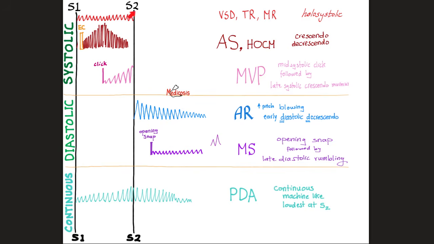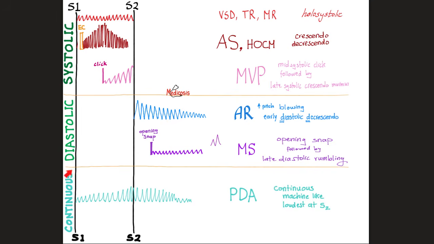Here is S1, here is S2. Between S1 and S2, there is systole. Between S2 and the following S1, there is diastole. Mitral regurgitation murmur, just like tricuspid regurge, is holosystolic or pansystolic, unlike mitral valve prolapse, which is usually mid-systolic. Has anyone watched the previous video? Mitral stenosis was a diastolic murmur.